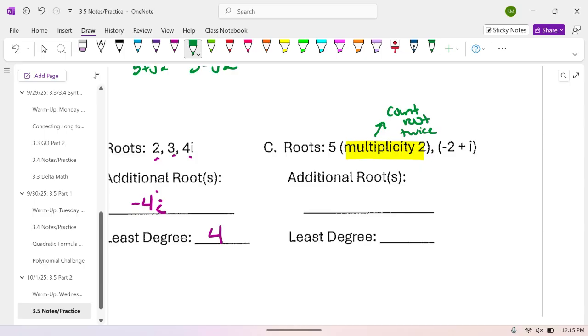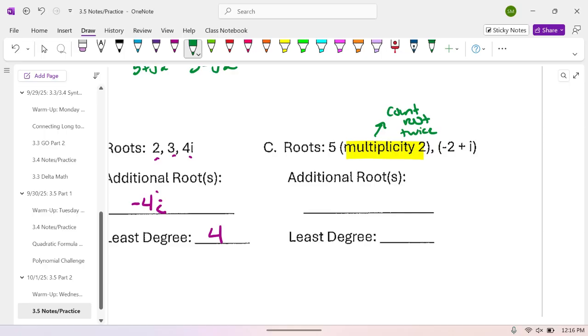So multiplicity of 3, count it 3 times. Multiplicity of 4, count it 4 times. All right. So 5, the root of 5, we're going to count twice when we figure out the degree. But first we need to figure out we have an additional root. We do have an imaginary number. We only have the positive version of it.